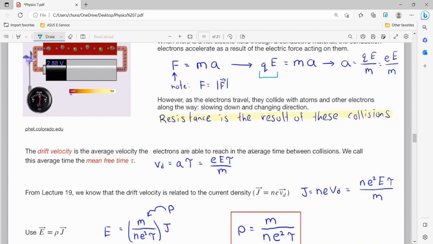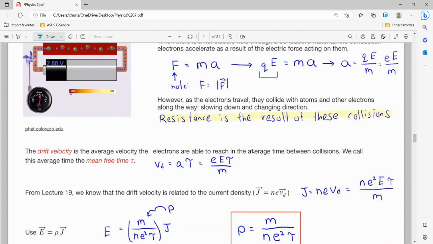As electrons travel, they collide with other atoms and other electrons along the way, which slow down and change their direction. And this is what resistance is. Resistance is the result of these collisions. By putting something in the way of the travel of our electrons, it slows down their movement because it makes their directions more random. And this is what drift velocity was.